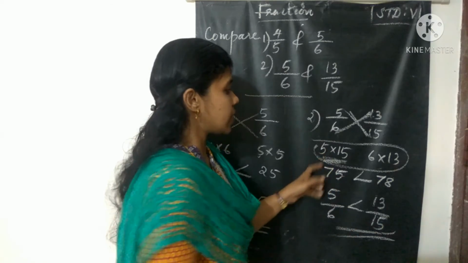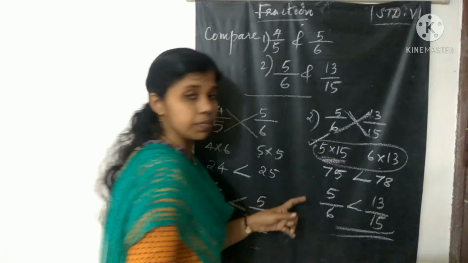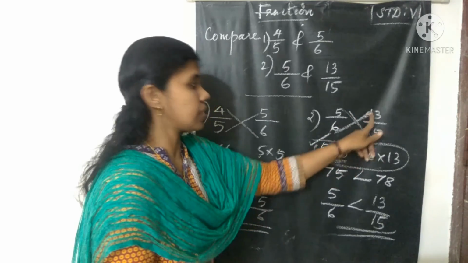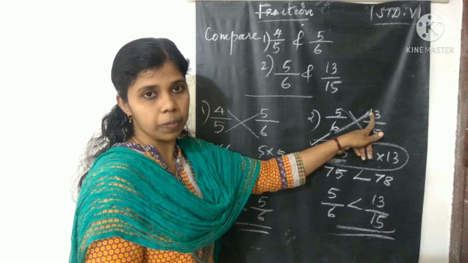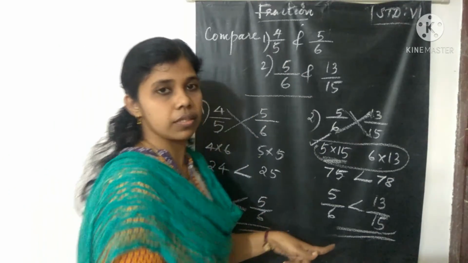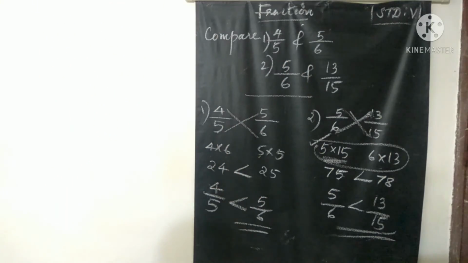Okay. Always remember this step: first cross product, second cross product. Okay. Clear? If you understand how to compare the given two fractions, let's write these two.